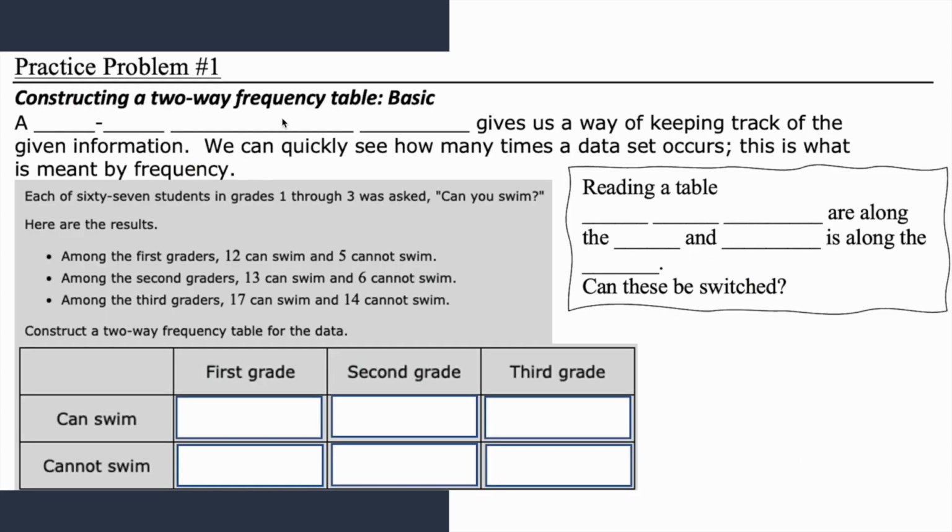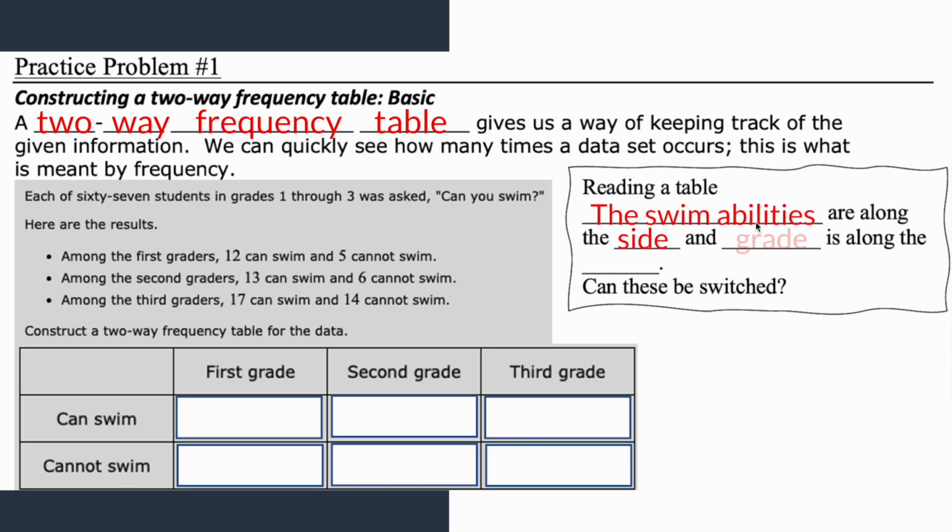All right, so let's look at this one. Constructing a two-way frequency table, basic. So this one, they're already going to have information filled in. We just have to fill in the actual table. They're not asking us to label the columns. A two-way frequency table gives us a way of keeping track of the given information. We can quickly see how many times a data set occurs, and this is what is meant by frequency.